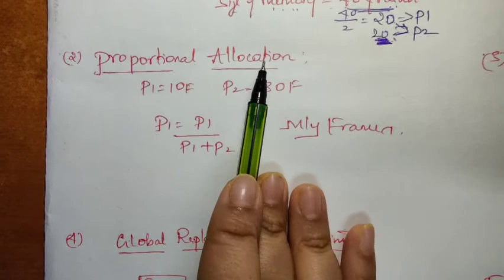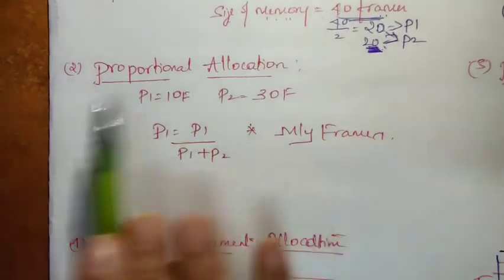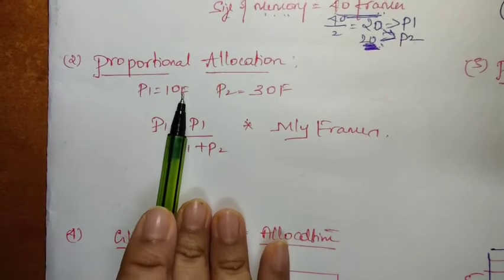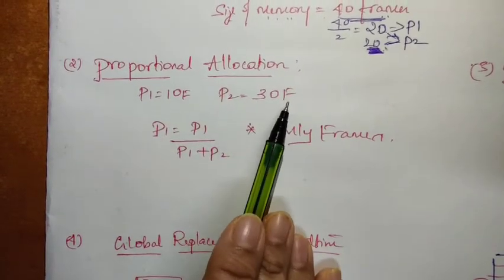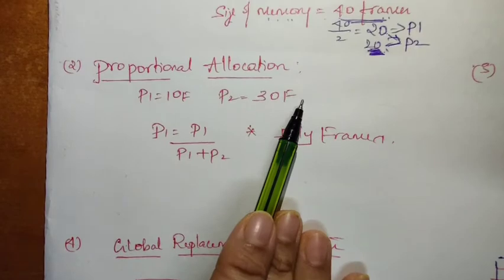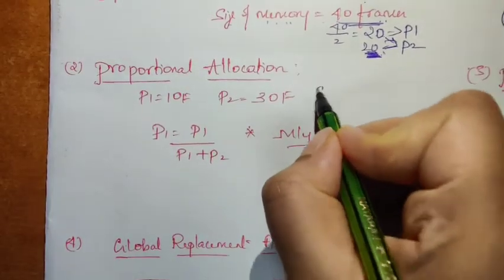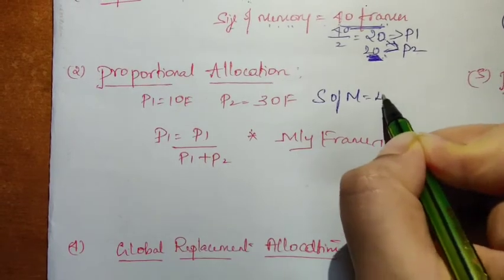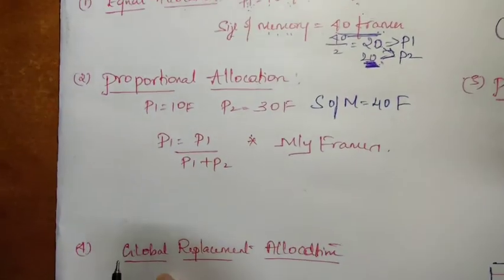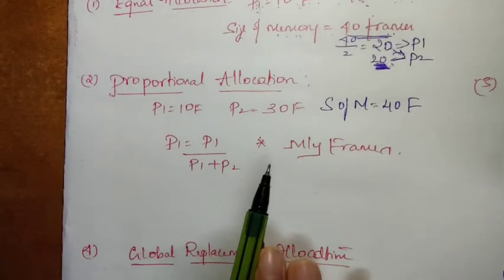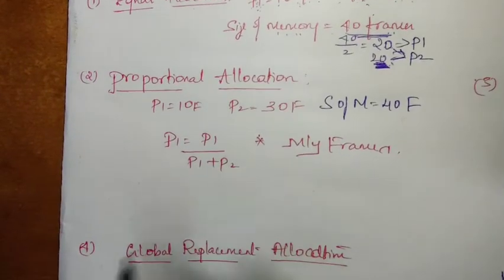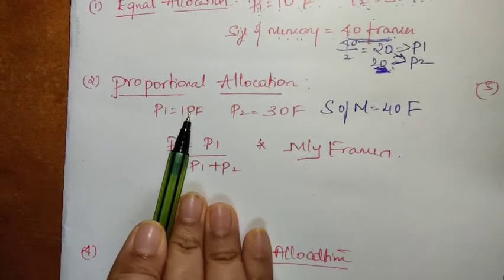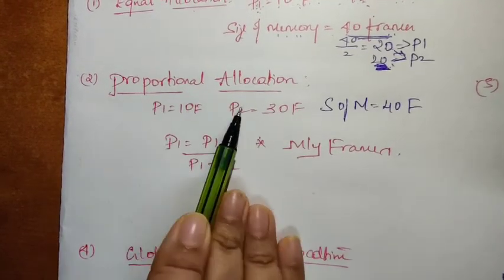In this case, the same thing. For example, consider that P1 requires 10 frames, whereas P2 requires 30 frames of memory for the execution, but the size of the memory is the same, 40 frames. Here frames will be allocated based on the size of the process. Based on the size of the process, frames will be allocated for each of these processes.